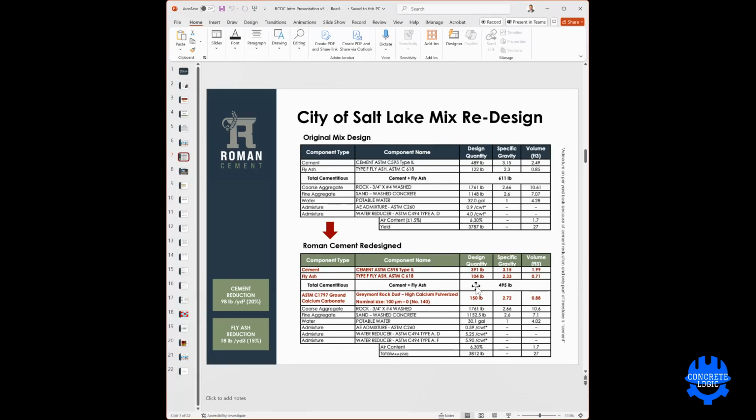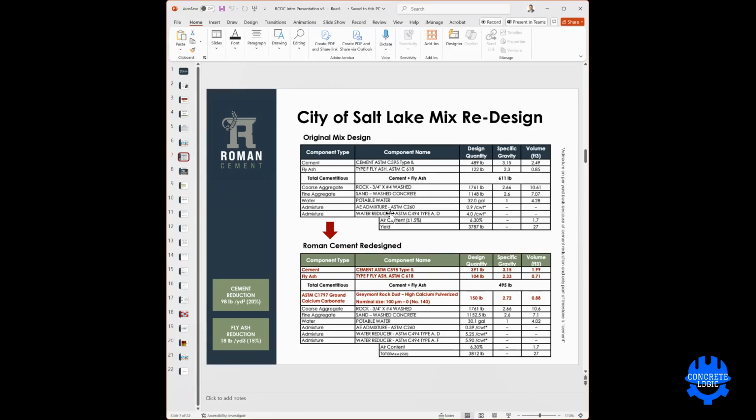And then if you look at the Roman cement redesign mix, the cement and fly ash was reduced to 495, the cement down to 391. That's a 20% reduction in cement. The fly ash was reduced by a little bit, and the water was also reduced by a bit, from 32 gallons to 30.1. But that's not a 20% reduction. That's about an 8% reduction. And then we have 150 pounds per cubic yard of rock dust, which is just high calcium carbonate limestone powder.